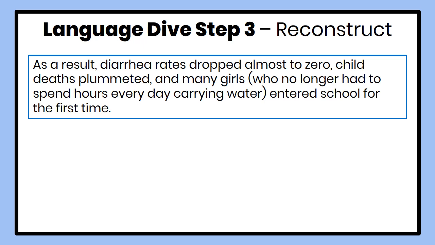Now that we've broken the sentence up and know what each chunk means, it's time to reconstruct the sentence. As a result, diarrhea rates dropped to almost zero. Child deaths plummeted, and many girls who no longer had to spend hours every day carrying water entered school for the first time. Now it's your turn to read the sentence out loud.